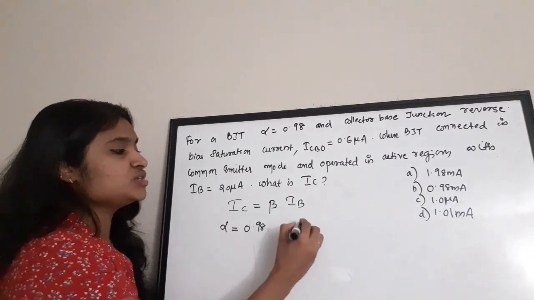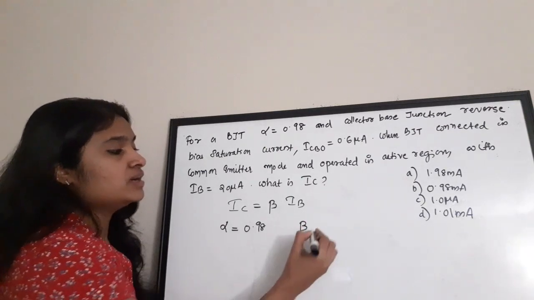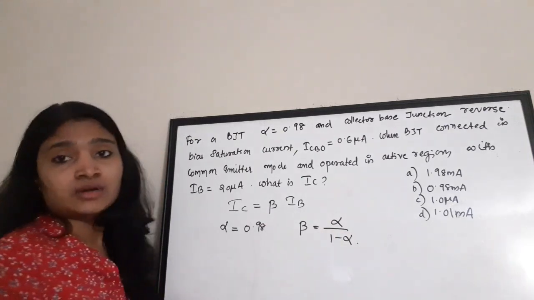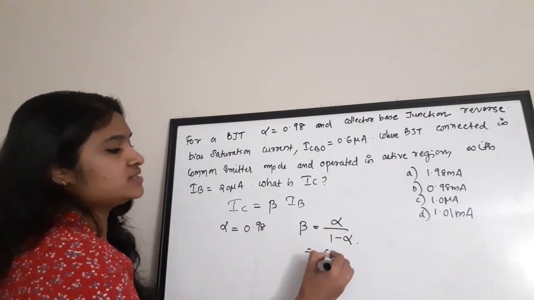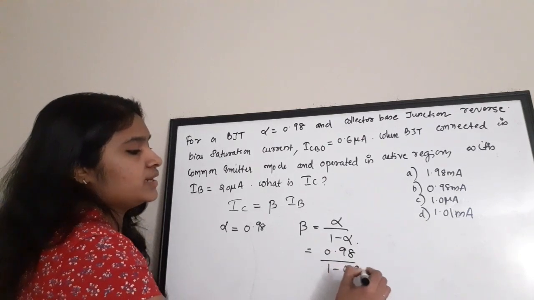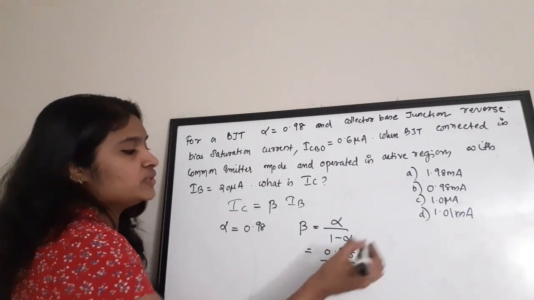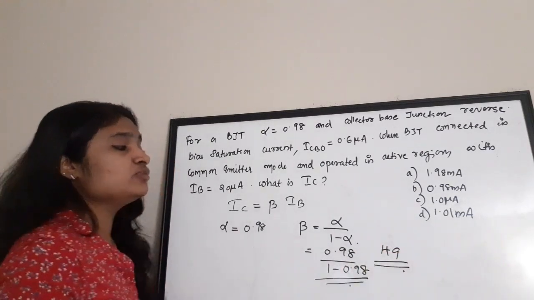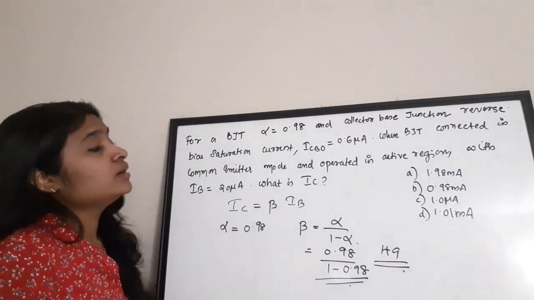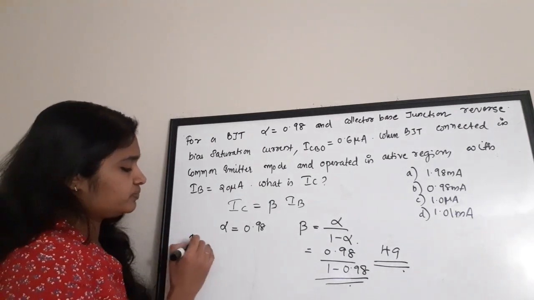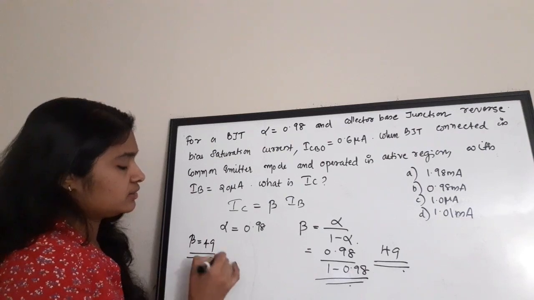Now, what is the relationship between beta and alpha? Beta is equal to alpha by 1 minus alpha. So, alpha is 0.98 by 1 minus 0.98. If you solve it, you will get the value of beta as 49. The value of beta is 49. So, we have obtained the value of beta now. Beta is equal to 49.